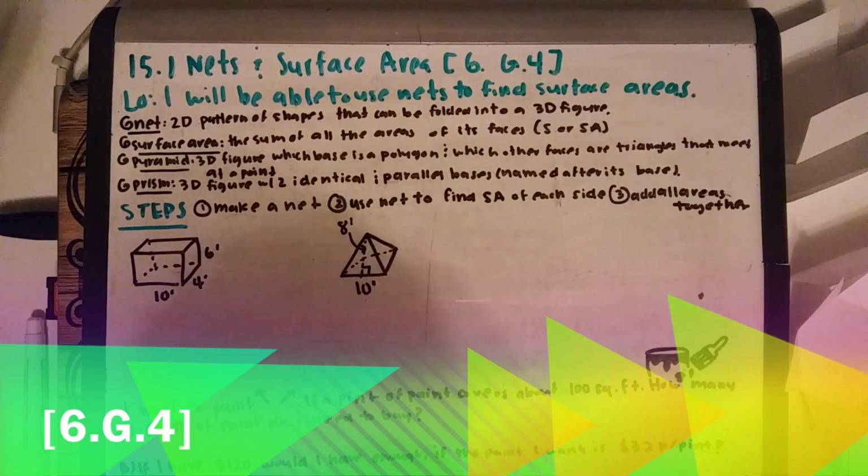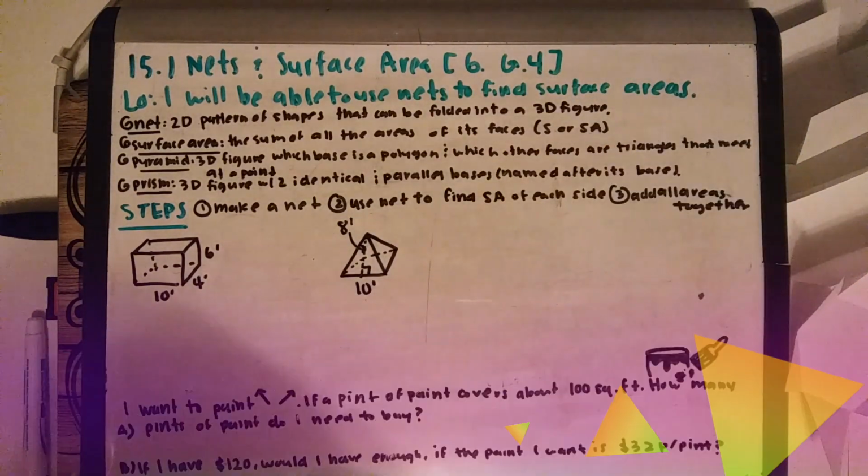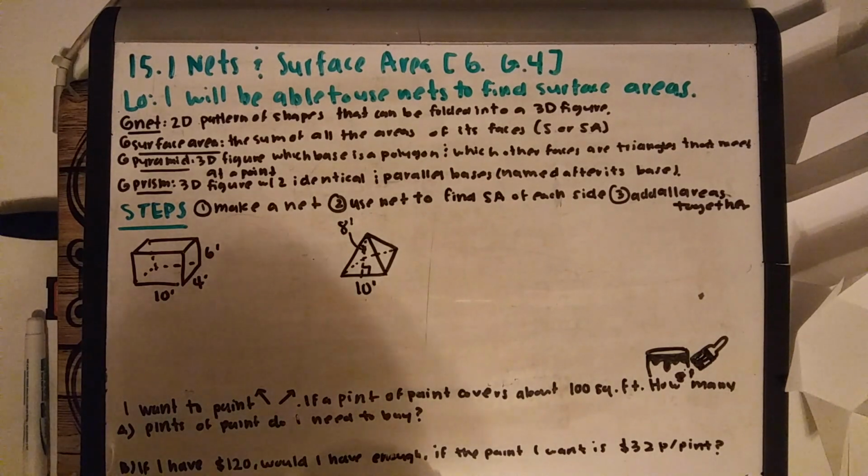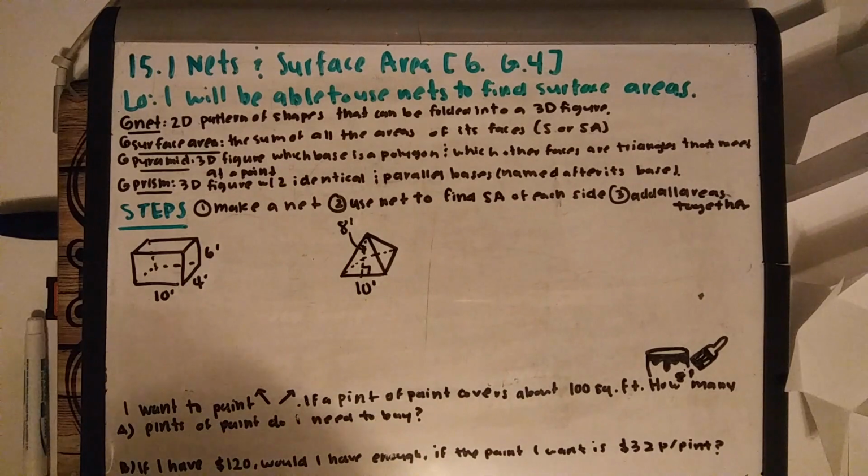Guys, so this is 15.1 nets and surface area. That's your standard for geometry, and then your objective is to be able to use nets to find the surface area, always with at least 80% accuracy given the independent practice.